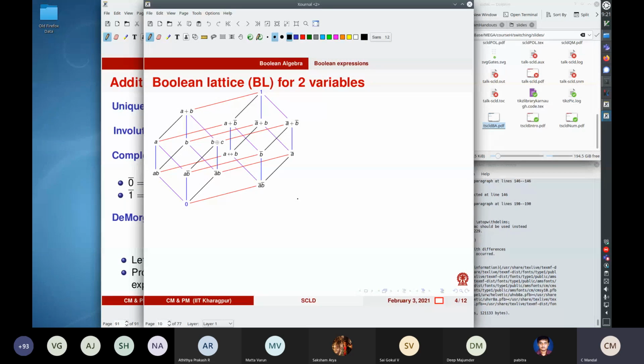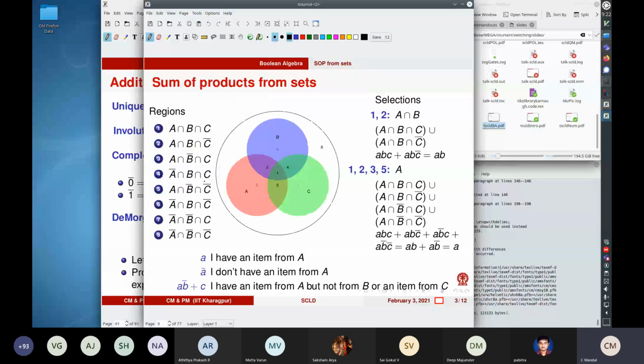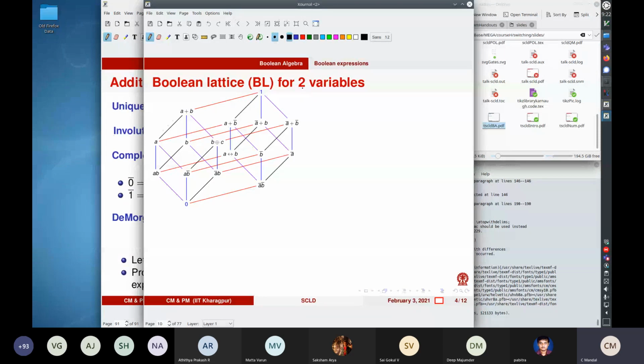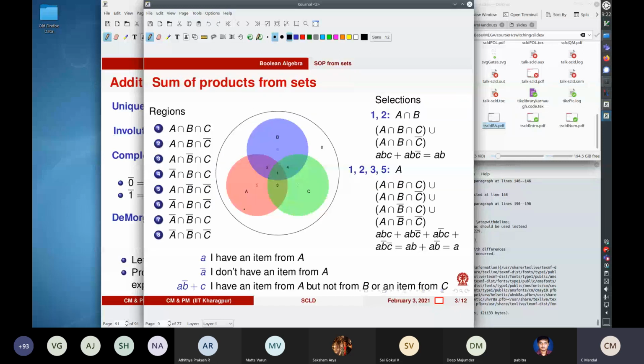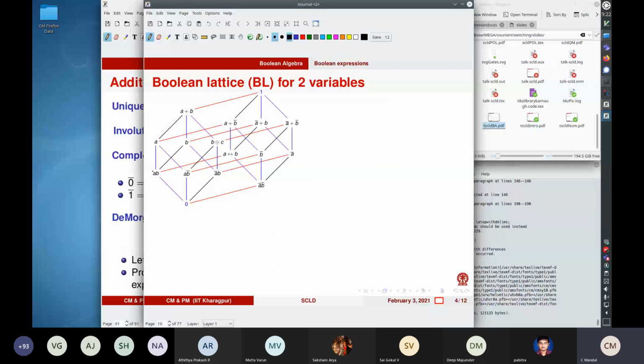Now what you have shown here is a Boolean lattice for two variables. So you have two variables, and corresponding to these two variables, we have constructed a Boolean lattice. So if you look at the structure, over here we had three sets. Here, these two variables, you can think of as two sets, A and B. You can think of these two sets as two basic properties.